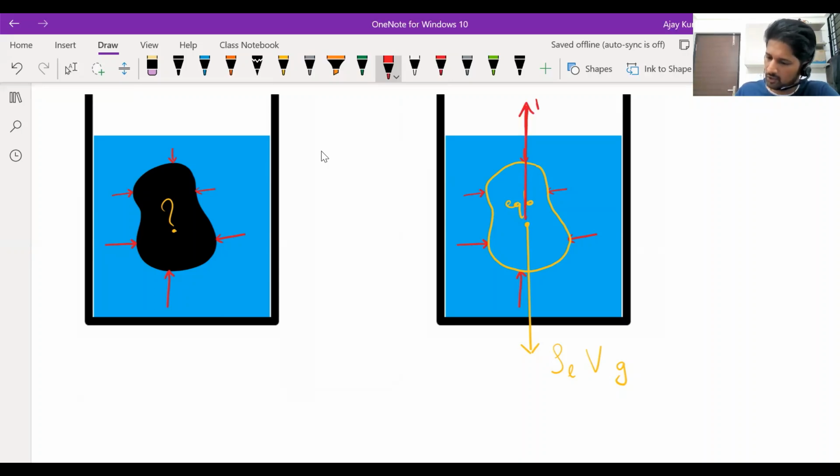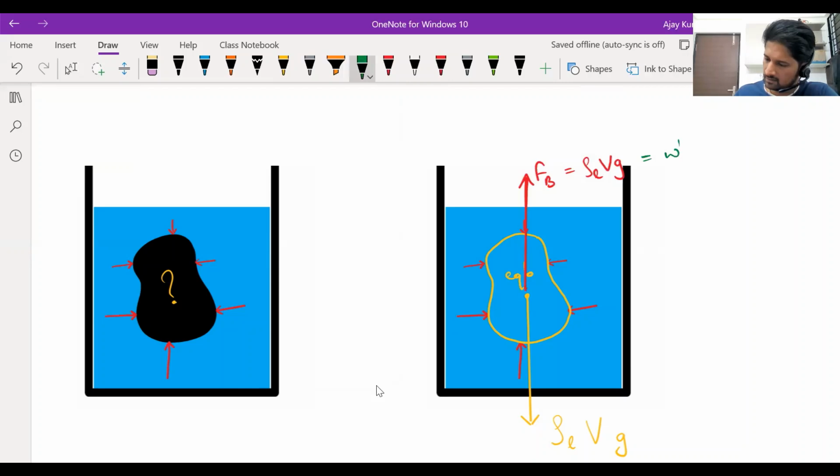This is what we call buoyant force, right? Force arising due to pressure distribution. And buoyant force here is keeping this part of the liquid in equilibrium. So it is equal to density of liquid into volume into g. That is nothing but the weight of the liquid present here. Weight of liquid inside the boundary.